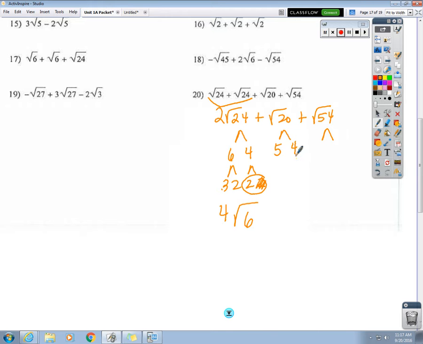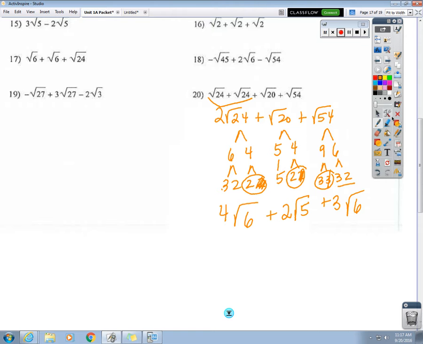5 and 4, which becomes 5, 2, and 2. So circle, kill a 2, kick out a 2, put back in the 5. And then keep in mind the sign was plus, so I'm just going to bring down a plus. And then 54, what are the factors? 9 times 6, which becomes 3 times 3, and then 3 times 2. Circle, kill, kick out. Those 2 go back inside, making a 6. There was a plus, bring it down.